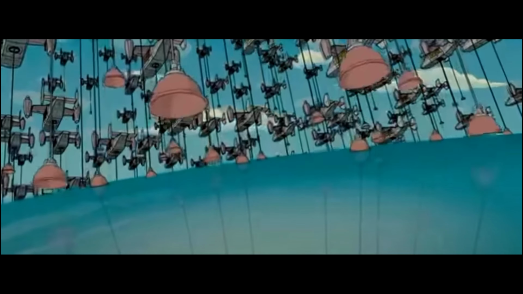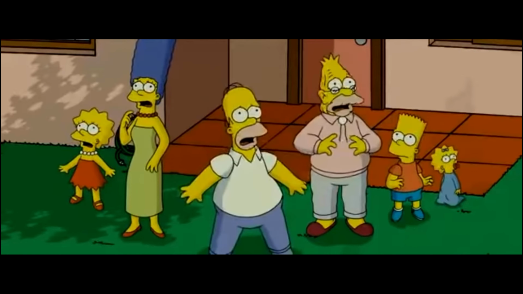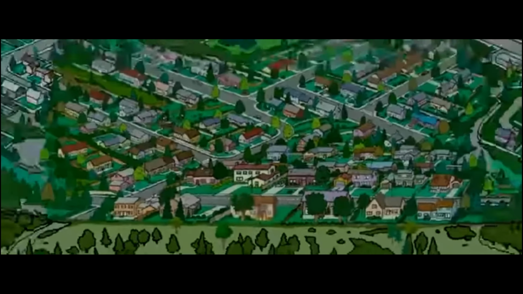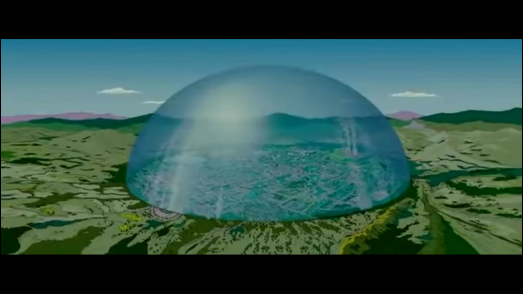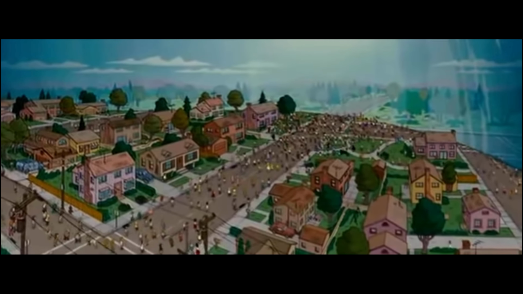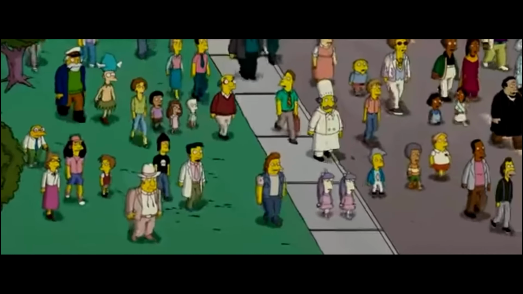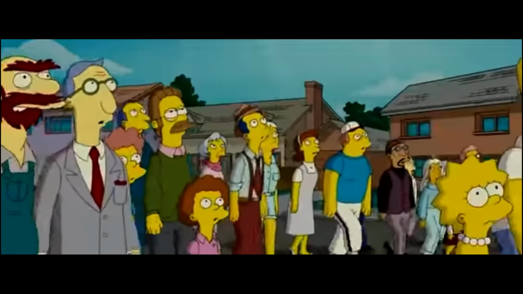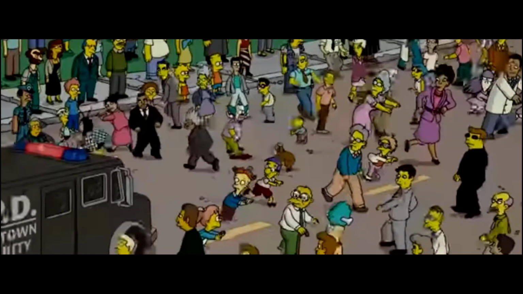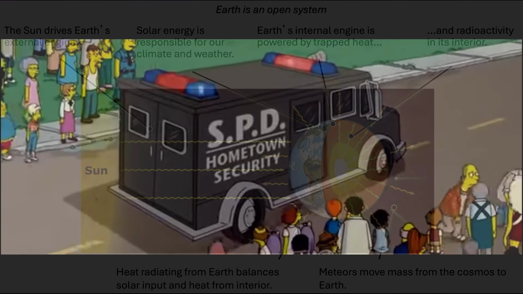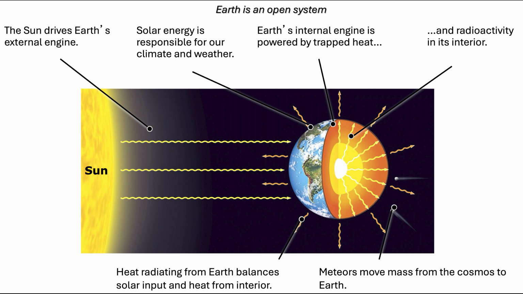When we talk about the Earth as an open system, what we're referring to is that it's not an isolated, sealed snow globe like The Simpsons. We're actually connected to the environment around the Earth. Those connections include the sun. The sun drives the Earth's external heat engine by supplying electromagnetic radiation to the surface of the Earth and to the outer surface of the atmosphere. Solar energy is responsible for driving our climate.